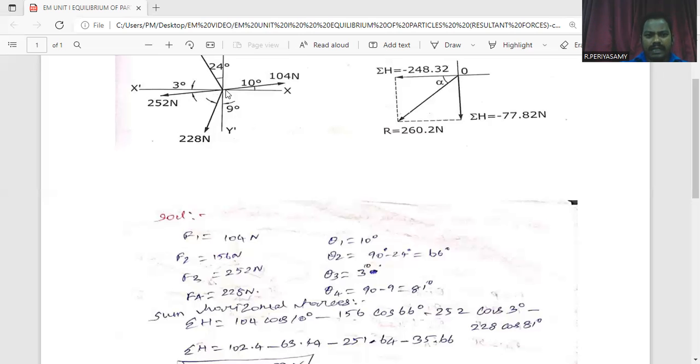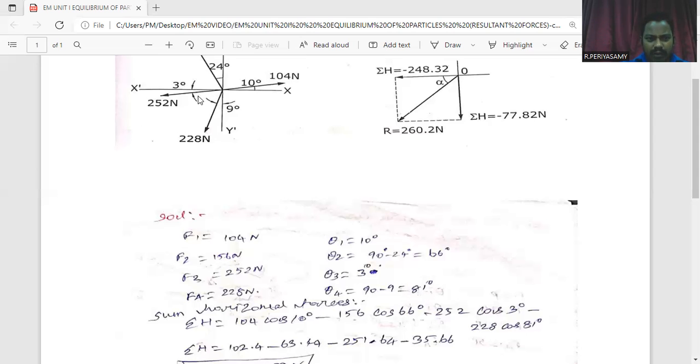The angle between the x-axis and the y-axis is 90 degrees. The 228 Newton force is 9 degrees from the y-axis. So we have to find theta 4 from the x-axis. First of all, we substitute 90 degrees, the angle between the x-axis and y-axis. Next, minus 9 degrees, since the 228 Newton force is 9 degrees from the y-axis. So 90 minus 9 is 81 degrees.